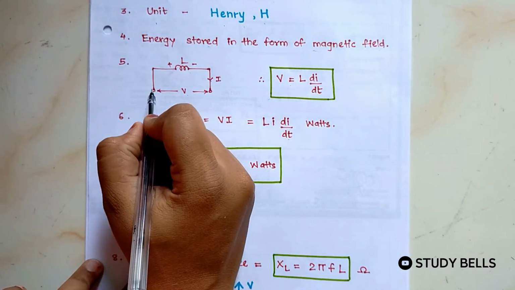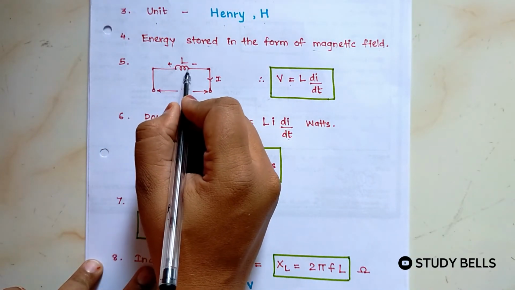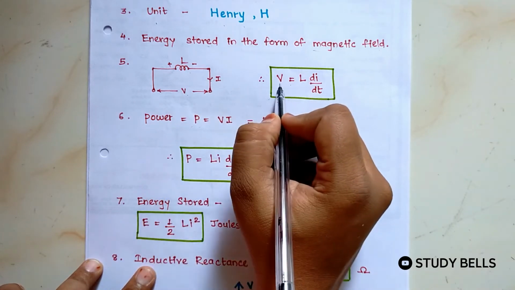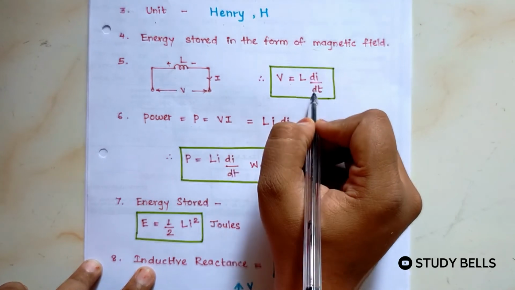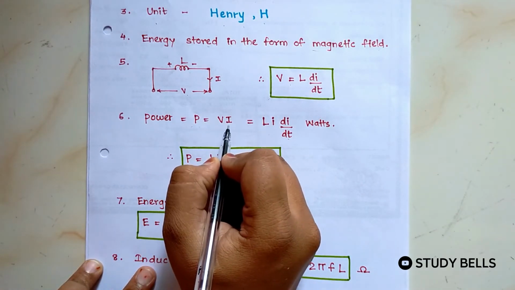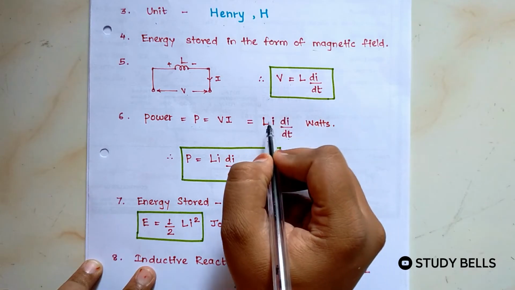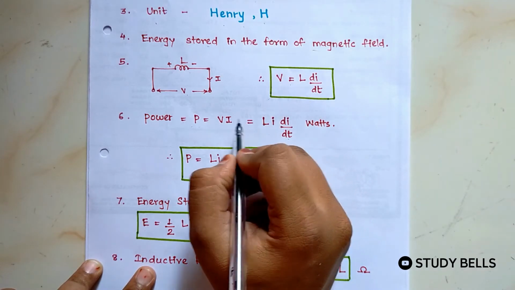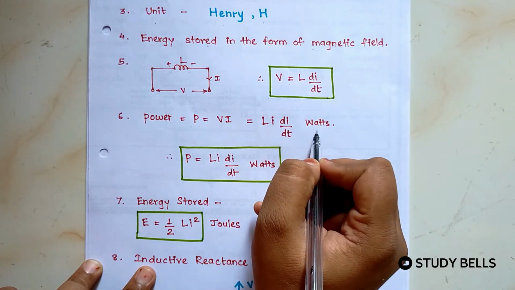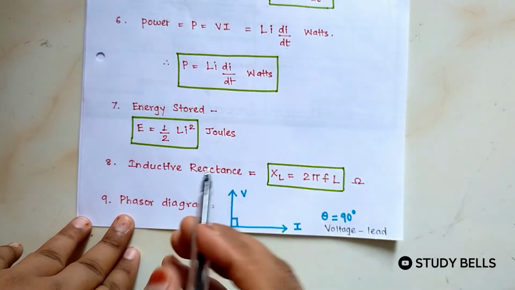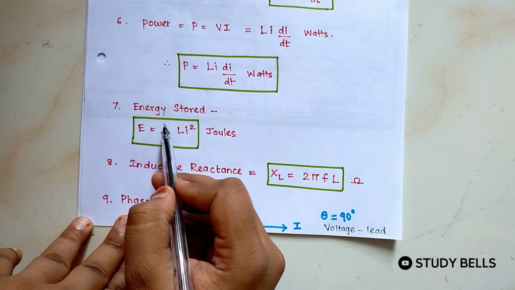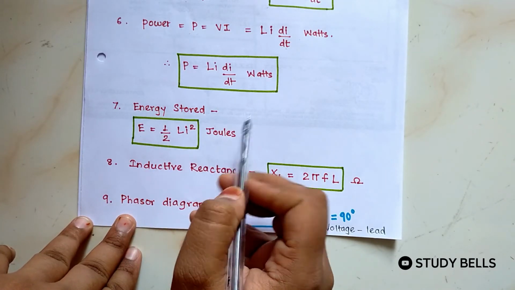Now consider one circuit where inductor is placed. Voltage is V, current is I. So voltage is given by L di by dt. Power is given by V into I. We can replace this V here. Then the formula for power is Li di by dt in watts. Energy stored in the inductor is E is equal to half Li square joules.